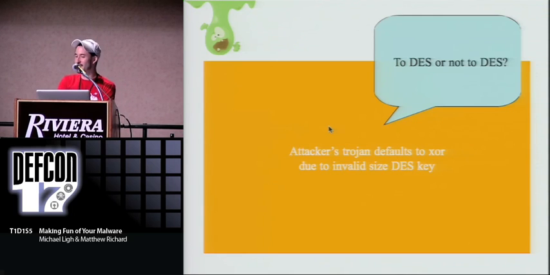So the next one is called "To DES or Not to DES." And this is a story about a malware author who either doesn't know how to use the Windows API appropriately or doesn't know the maximum size of a DES key.